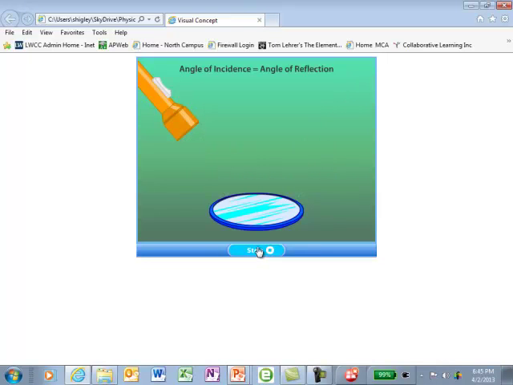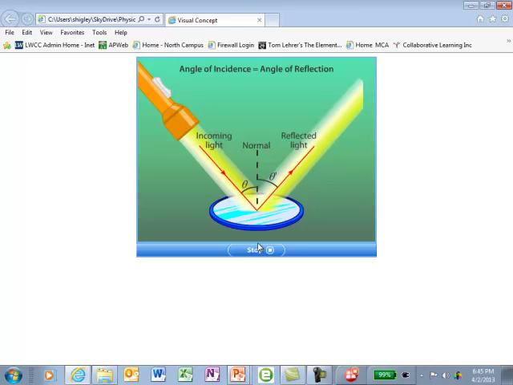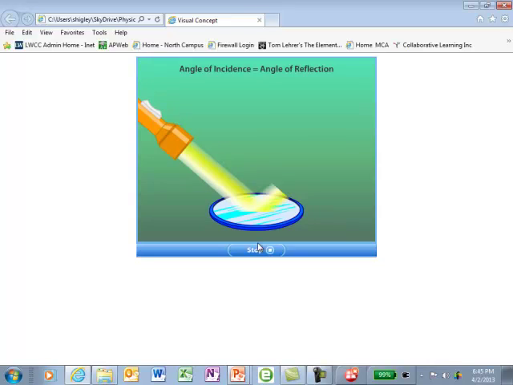In optics, the law of reflection states that the angle of reflection of a ray of light from a surface is equal to the angle of incidence. The angles are measured from a line perpendicular to the surface at the point of reflection, as shown here.